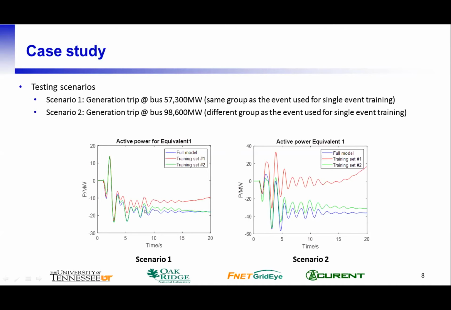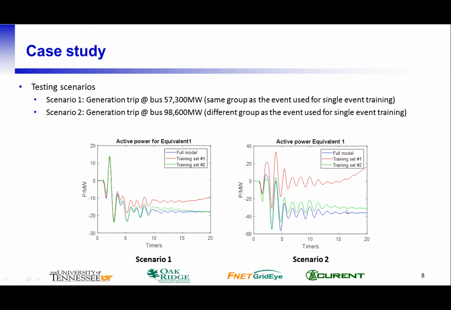For scenario 1, the testing event belongs to group 1, which is the same group as training set 1. It can be concluded that both dynamic equivalents identified using different training sets match the full model response very well during the first 2 swings. However, after 4 seconds, it is obvious that the performance of training set 2 shows improvement over training set 1. So this demonstrates that even when the testing event is similar to the training event, multiple events training could still enhance the accuracy of the dynamic equivalence.